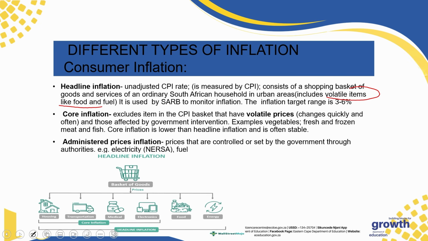The core inflation then excludes those items that have highly volatile prices, that is those that change quickly and often, and those that are affected by government intervention. Examples of those items are vegetables, fresh and frozen meat, as well as fuel. Core inflation, remember that it is usually lower than headline inflation and it is stable. The reason for that is that core inflation excludes those items that continuously change, those items that change all the time.